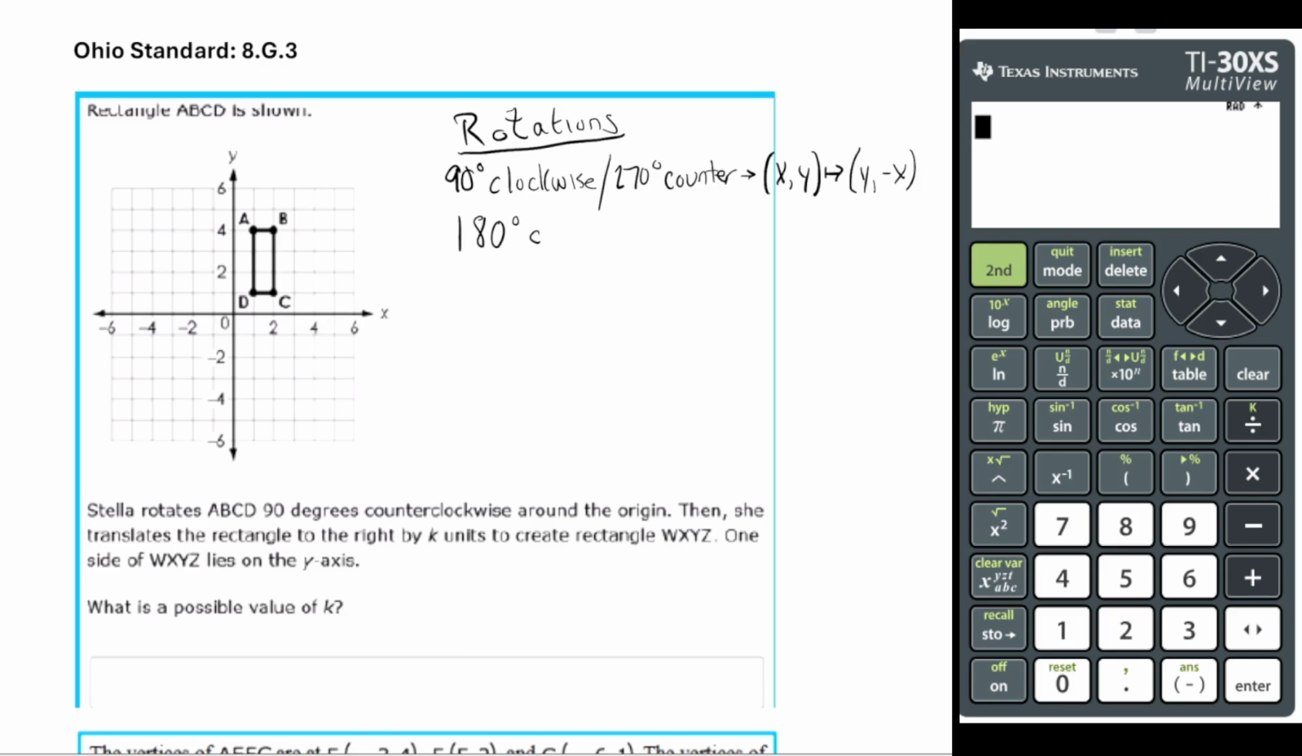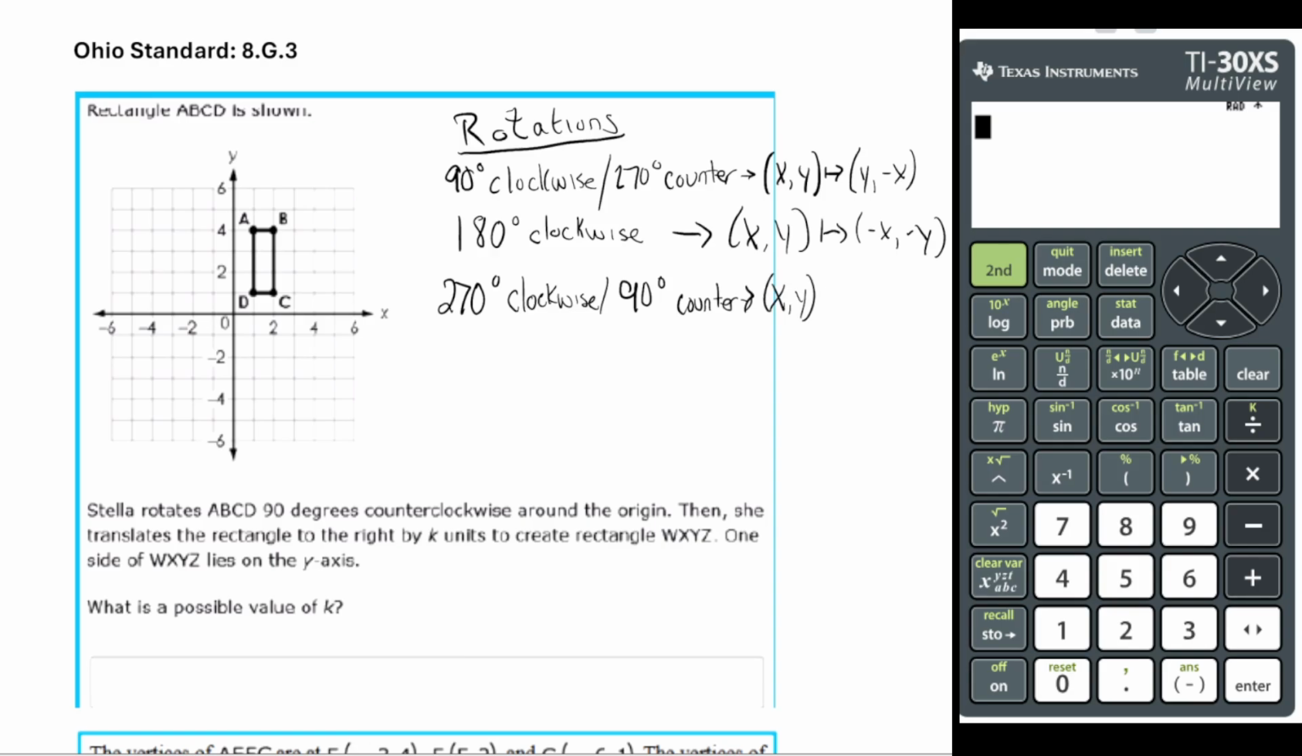180 degrees clockwise or 180 degrees counterclockwise, it's the same thing, has xy becoming negative x, negative y, and 270 degrees clockwise or 90 degrees counter has xy becoming negative y comma x, where you flip the order and negate the y.